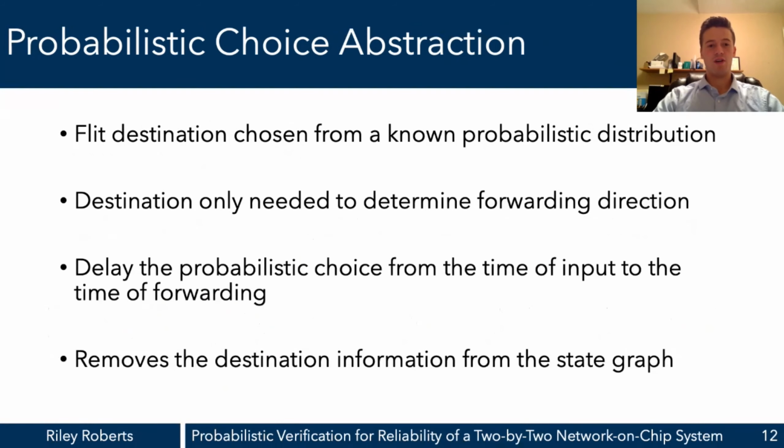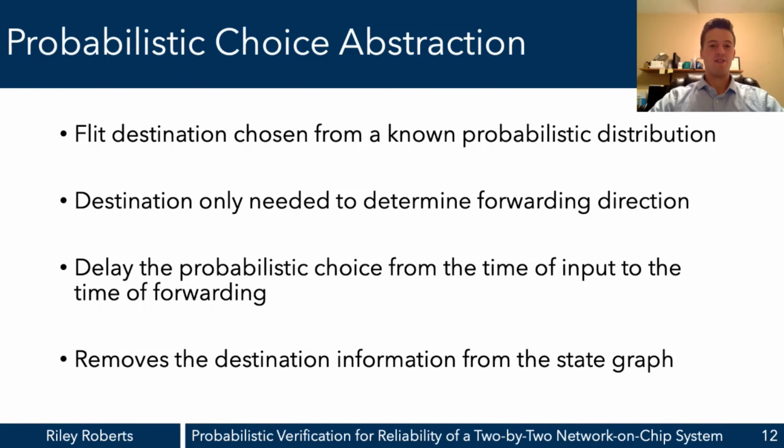Next, we present our novel probabilistic choice abstraction. The background of this abstraction is that all flit destinations are chosen from a known probabilistic distribution, in our case the uniform. Also, this destination information is only used to determine the forwarding direction of the flits, but has to be stored throughout the entirety of the flit's lifetime.